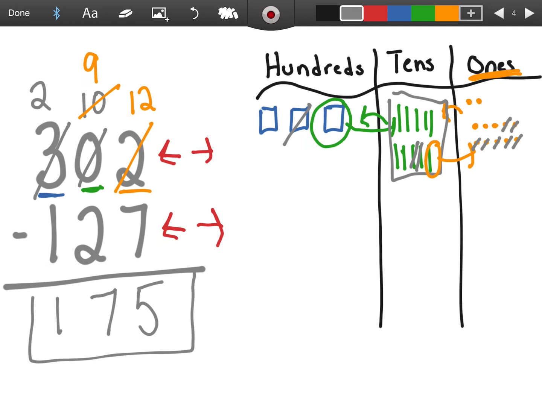So this time we actually had to regroup twice in order to solve our problem. First we had to regroup in the tens place by calling up the hundreds, and then we had to regroup in the ones place by calling up the tens. So these steps were a little bit different than what we're used to because we had to regroup in the tens before we could regroup in the ones.